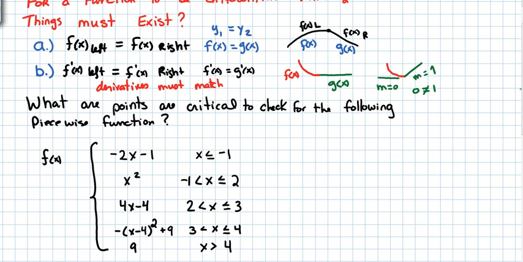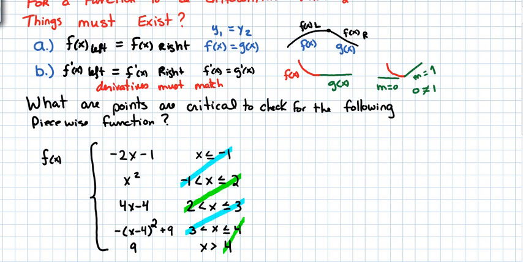Now we'll have an example where we've got a piecewise function. What are the points that you must check in order for something to be differentiable? Well, anytime they meet. So in this case, they'd have to meet at -1 when x is -1, and 2, and then 3, and then lastly at 4.